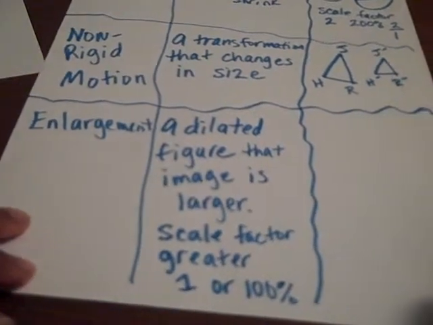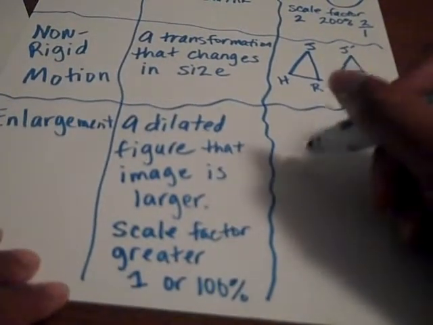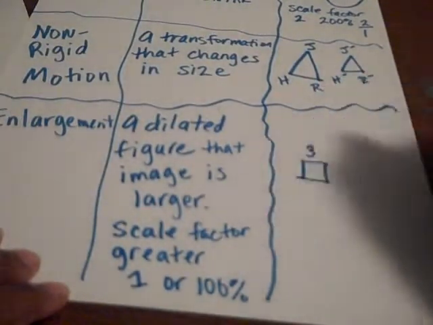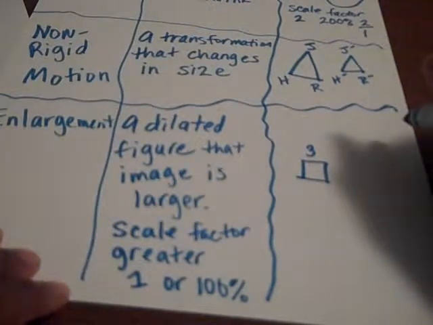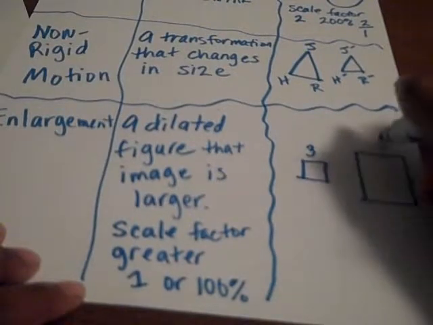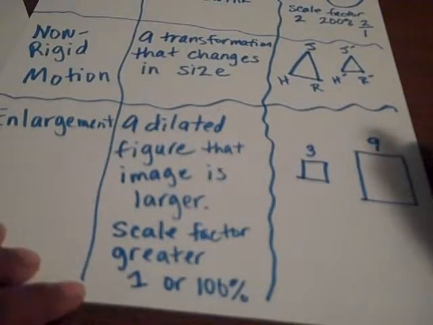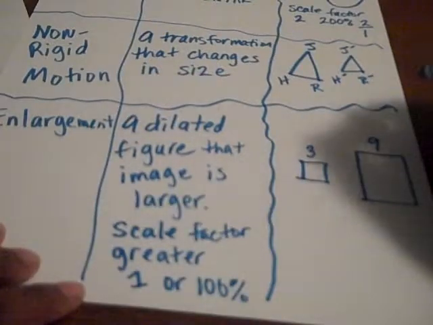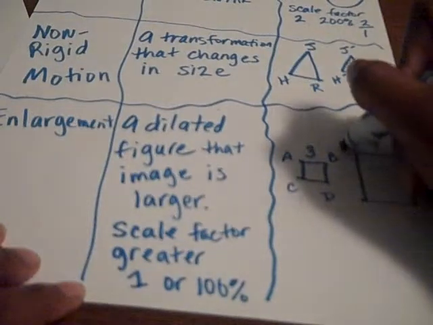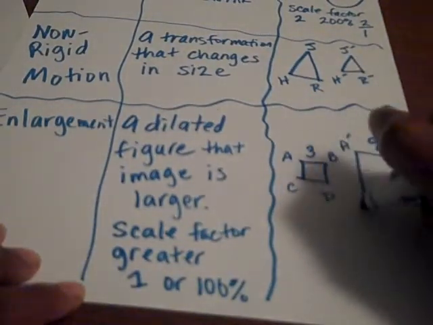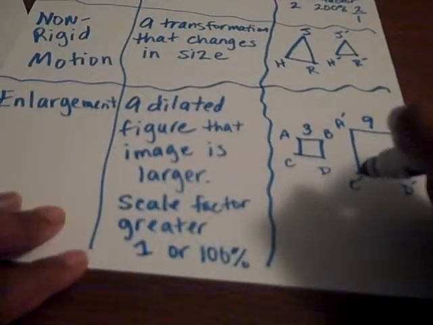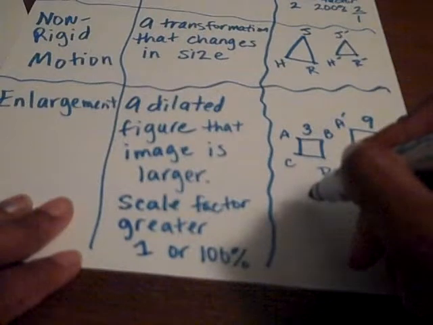The picture that represents this, here is my square. It has a unit length of 3, and then I'm going to enlarge it to 9. Remember to always label your vertices. So here is A prime, B prime, C prime, and D prime. And in this case, my scale factor is 300% or 3.